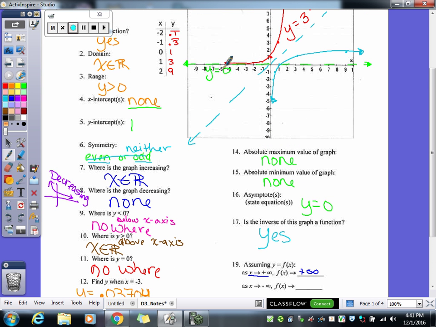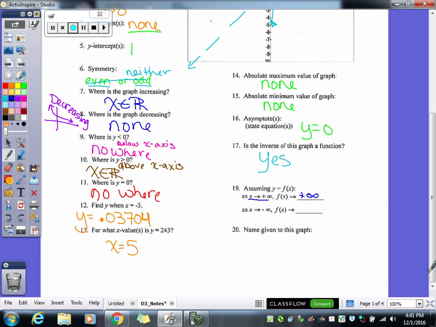As x approaches negative infinity, so that's our left side, our function is going to approach 0. Because remember, it's never going to actually touch or cross 0. And the name given to this graph, this is an exponential function. You got to remember by the shape of it that that's an exponential function.